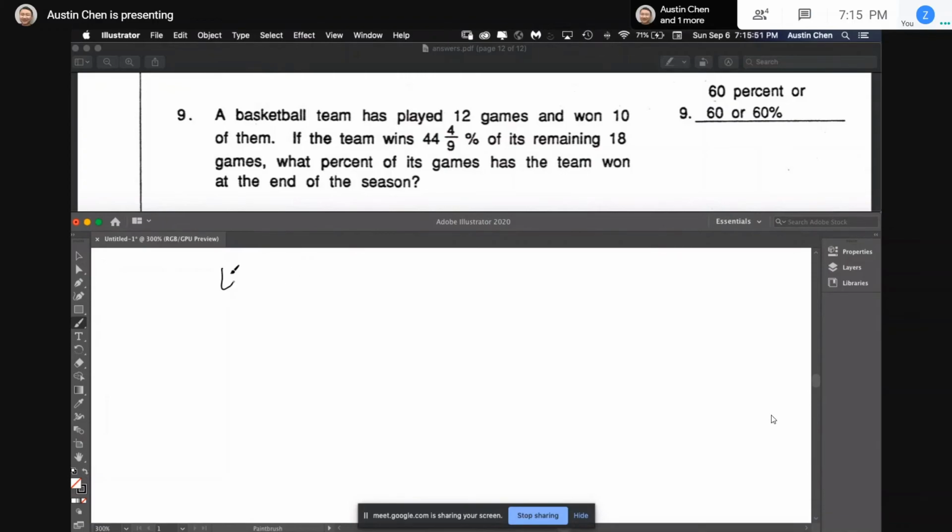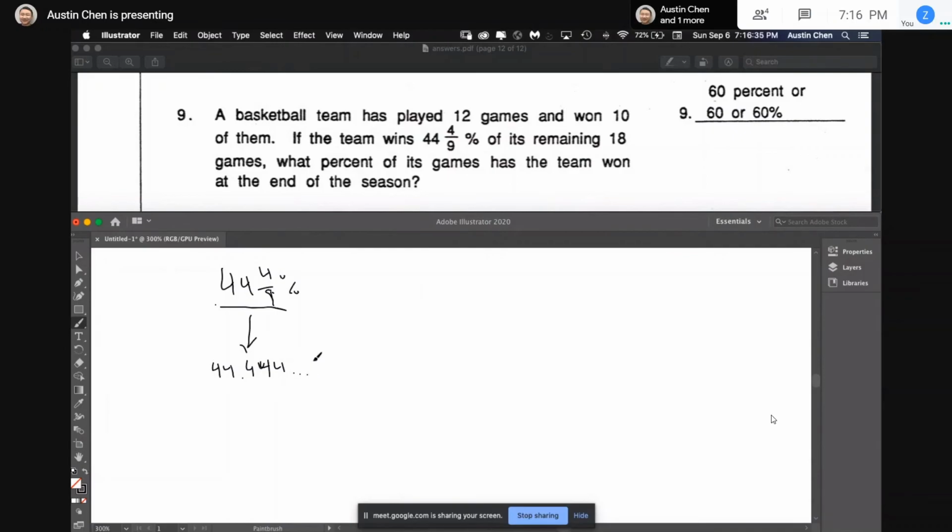All right, so 44 and 4/9%. So we're going to have to convert this into a decimal or a fraction so that we can actually multiply it. There are multiple ways to do this. One way is to first convert the 44 and 4/9 part into a decimal. If you have anything divided by 9, it's going to be that anything repeated after the decimal. So 4/9 is going to be 0.444 and so on.